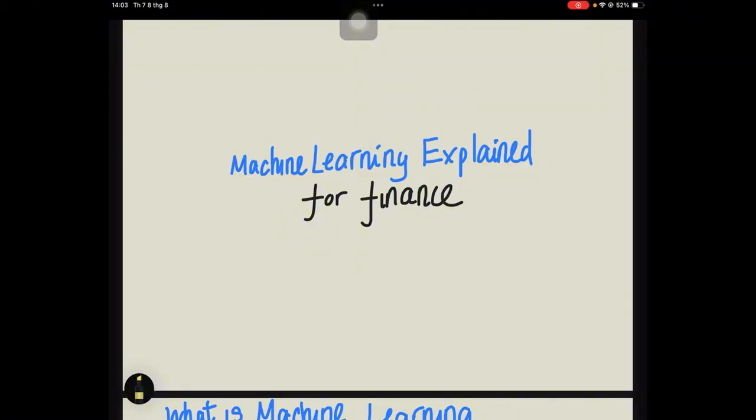Sometimes yes, but there's another question that is even more important. How do you know whether the computer has actually learned something useful, or whether it has simply memorized history? This single question separates successful machine learning models from expensive mistakes.